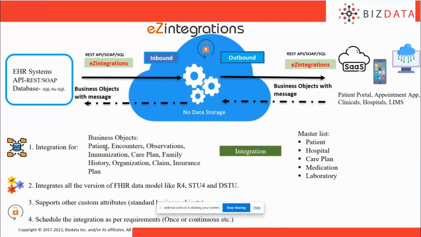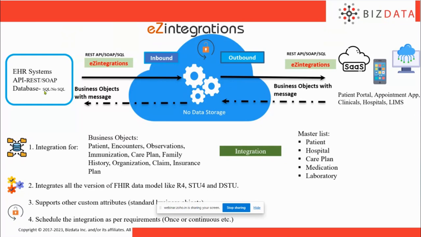So how does eZintegration work? On one side, I have a data source, where the system can be anything. It can be any EHR system, ranging from Epic, Athena Health, or Happy-based EHR systems, or it can also be a locally built EHR system. Now, all these EHR systems provide some kind of readability. Either I can read it via APIs, like Oracle Cerner has Cerner APIs and Athena has Athena APIs.